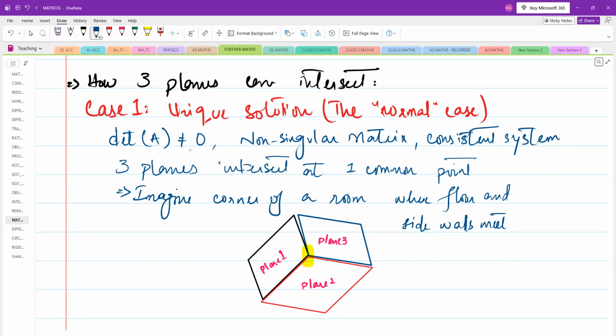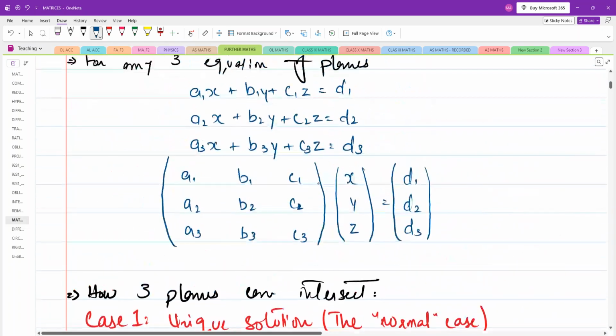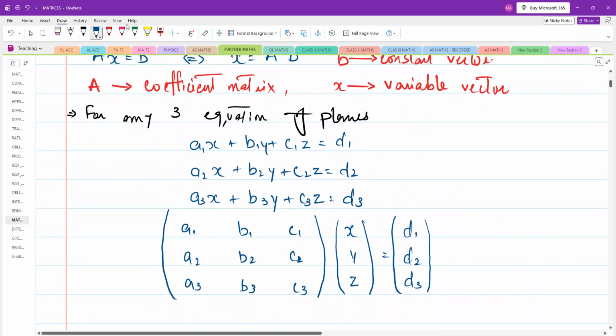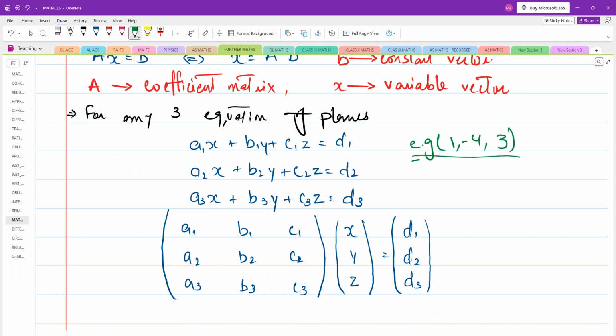So basically, at the coordinates of that point, all three equations will be true. Let's say I get a point (1, -4, 3). Let's say I have this point, and I say this is the point where all three planes are meeting. So I'm going to put these values into all three equations, for x, y, and z.